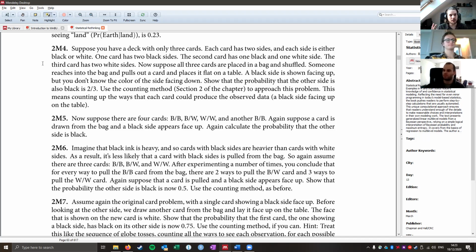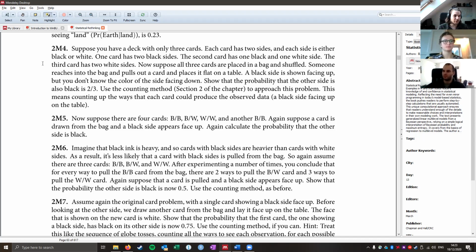So we have 1 BB, 1 BW, and 1 WW card, because the third card has 2 white sides. Now suppose all 3 cards are placed in a bag and shuffled. Someone reaches into the bag, pulls out a card, and places it flat on a table. A black side is shown facing up, but we don't know the color of the side facing down. Now we are supposed to show that the probability that the other side is also black is 2/3.